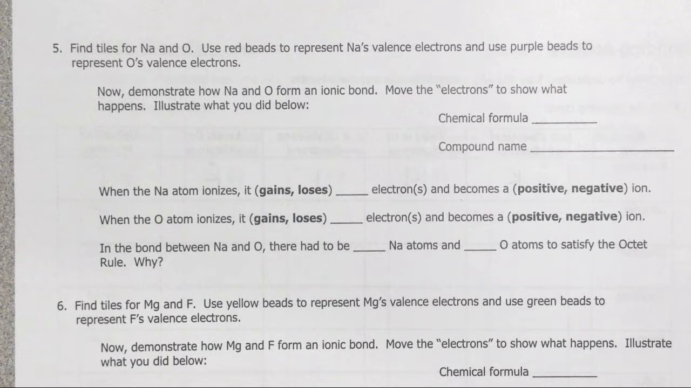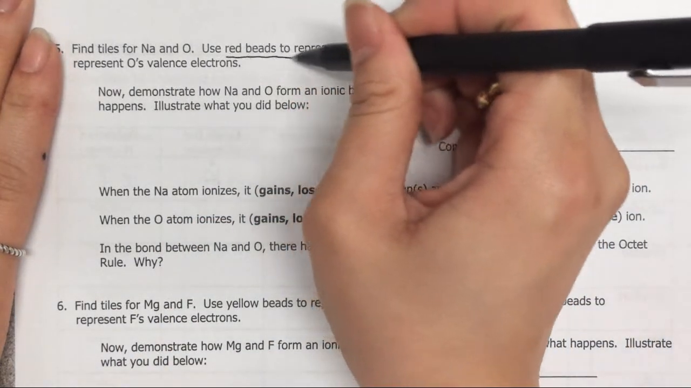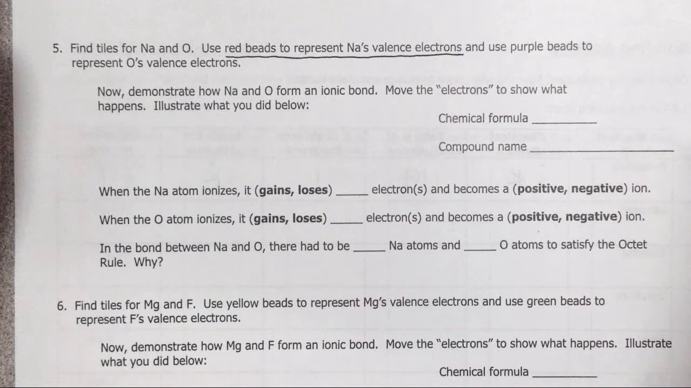So for number 5, it says find the tiles for Na and O. I don't have those tiles, but you know that we are working with sodium and oxygen. It says to use red beads to represent Na's valence electrons. Instead of red beads, I'm just going to have you use a red marker or color pencils. They should be at the front of the lab table, so you can go ahead and grab some once this video is over.